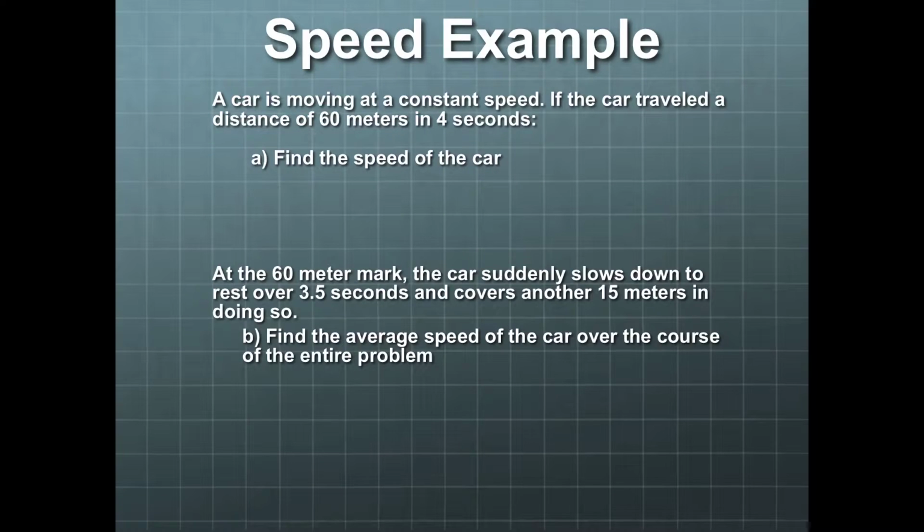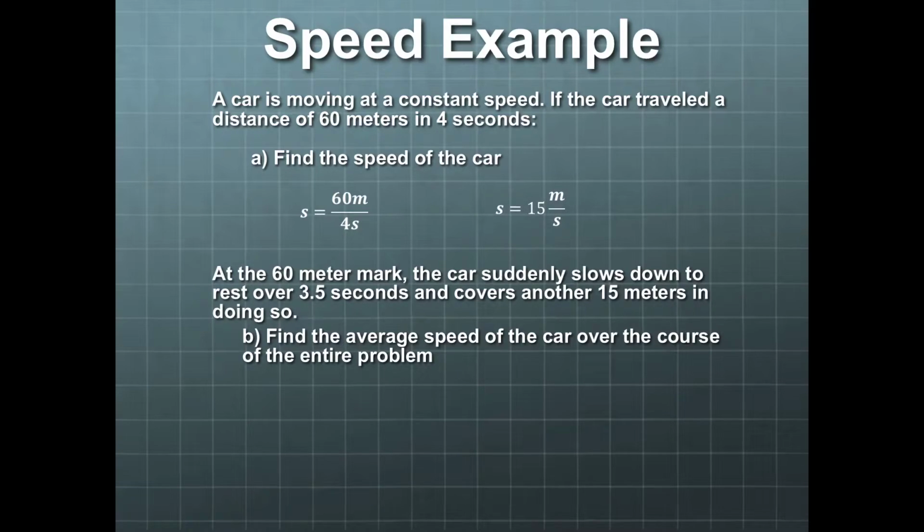Let's do a quick example using the speed equation. A car is moving at a constant speed. If the car traveled a distance of 60 meters in 4 seconds, find the speed of the car. For part A, we immediately know how far the car traveled and how long it took. So this is a quick matter of taking 60 meters and dividing by 4 seconds, which gives us a speed of 15 meters per second.